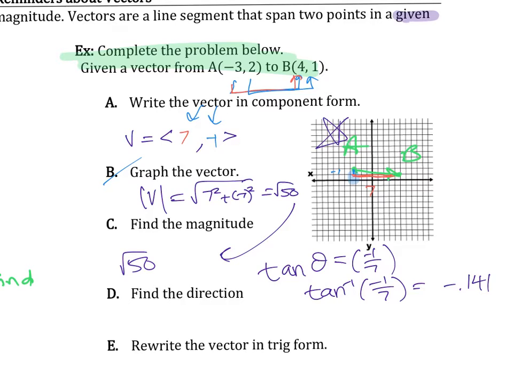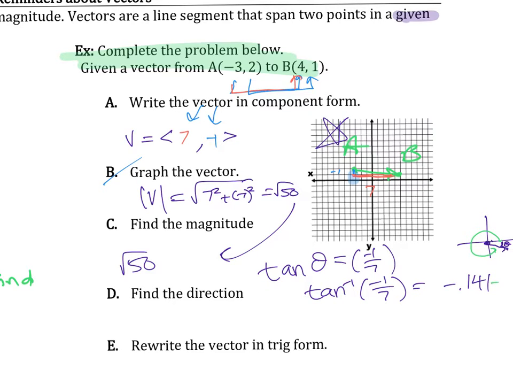So thinking about where this is, and what I mean by that is if I graphed this vector in component form, 7, -1, that would be out 7 in the x direction, down 1 from the origin. Thinking about this in component form, what we just calculated was this angle right here. But what we want is a positive version of that angle. So we want to think about going all the way around and getting that angle in a positive way.